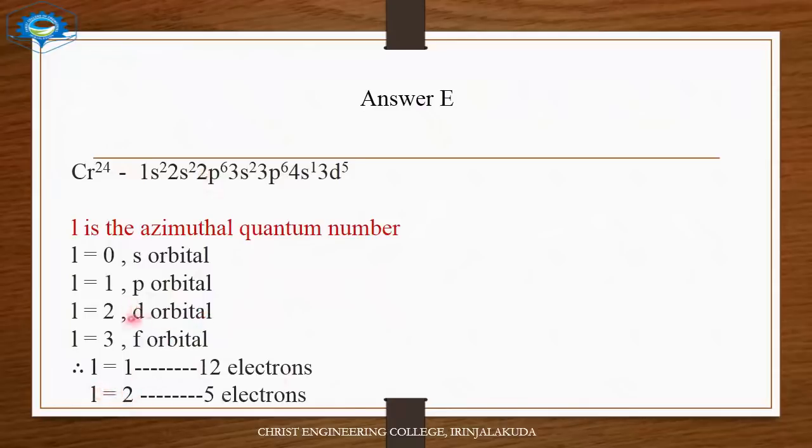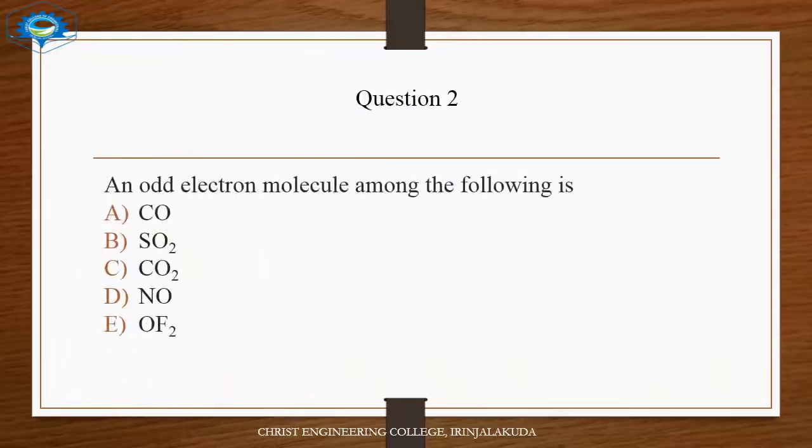Similarly, how many electrons are present for L equal to 2? L equal to 2 is the d orbital. In the case of chromium, the d orbital is half filled. It is an exceptional case in chromium. So how many electrons are present in the d orbital? That is, for L equal to 2, 5 electrons. So the answer is option E, that is 12, 5. The p orbital contains 12 electrons.